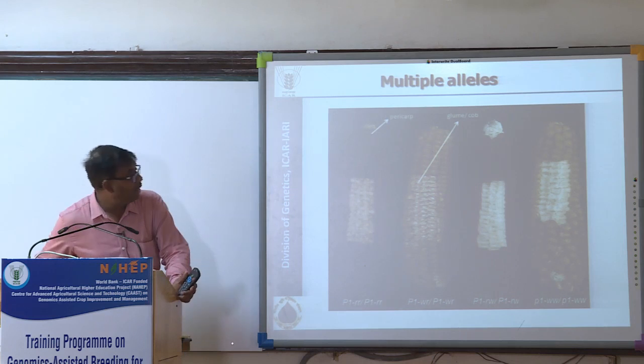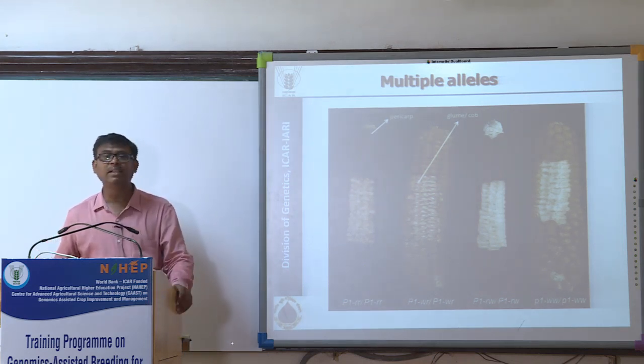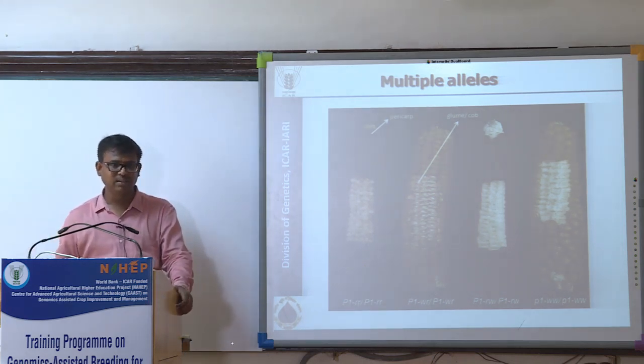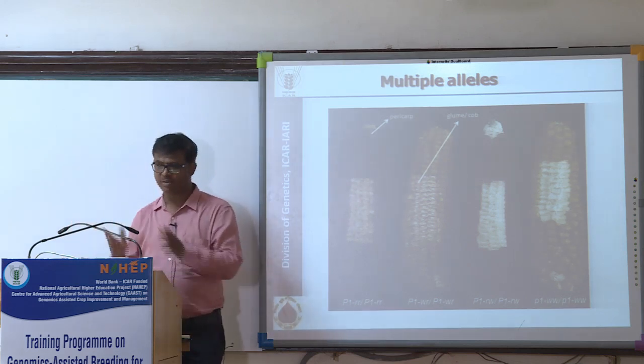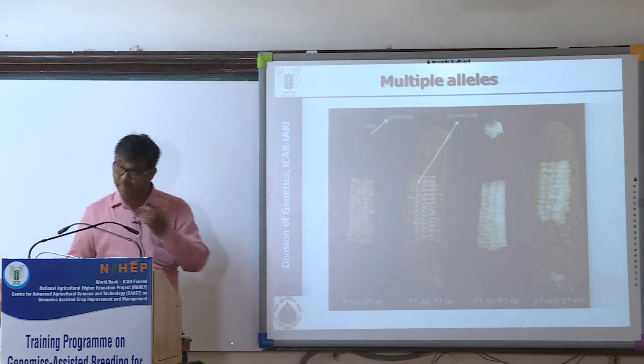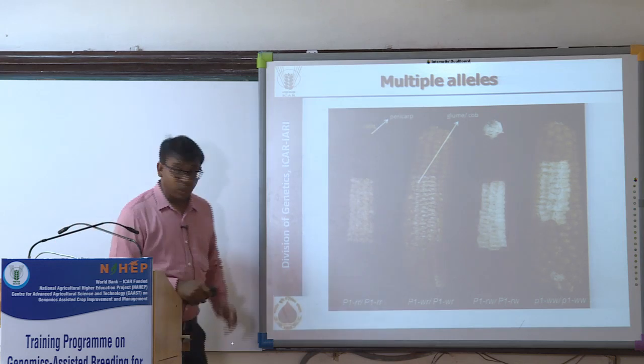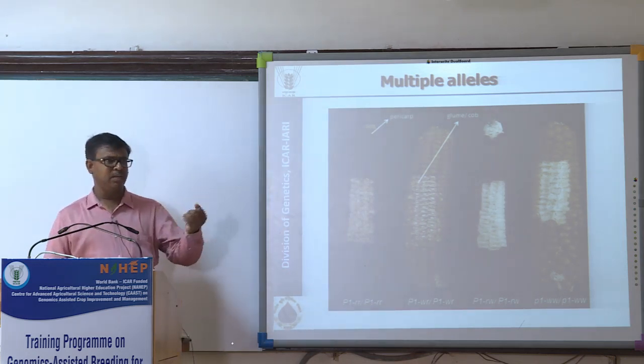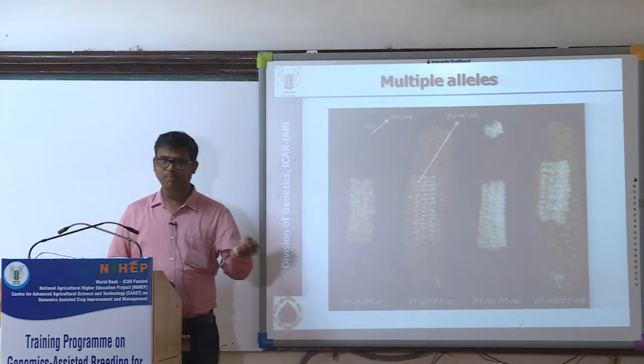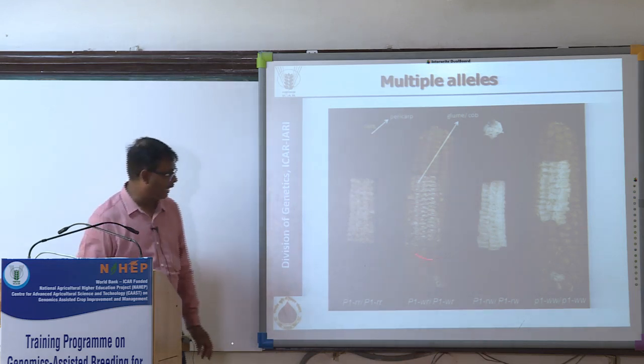Now another is the multiple allele. What is the example we always give on multiple allele? It is the ABO blood group and so on and so forth. In maize we can show it. Although it is a diploid organism, multiple allele means what? We have to consider a population, and in the population we have to see how many alleles are segregating.